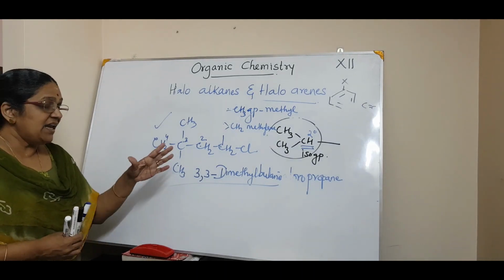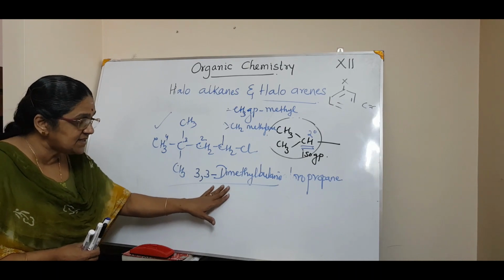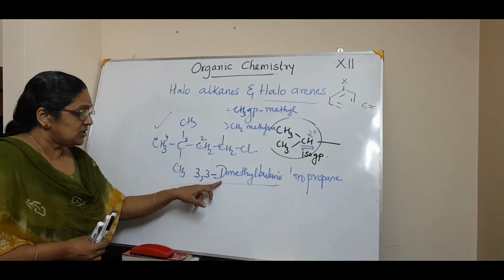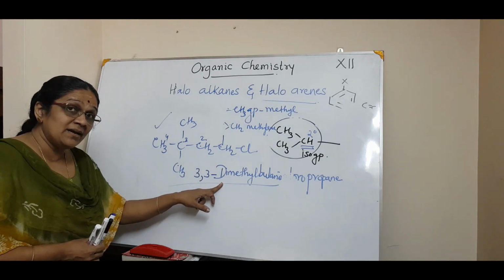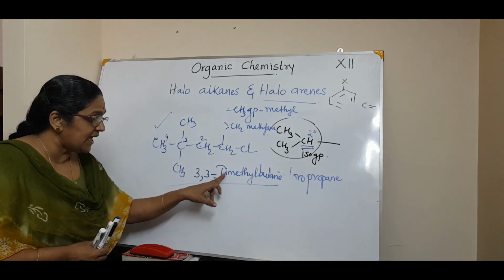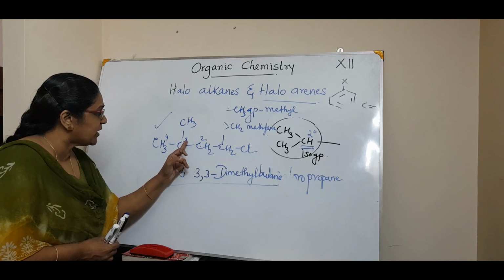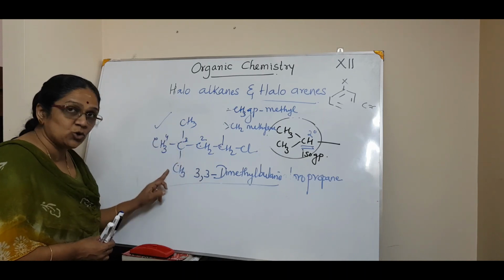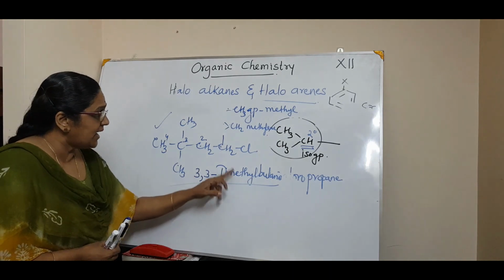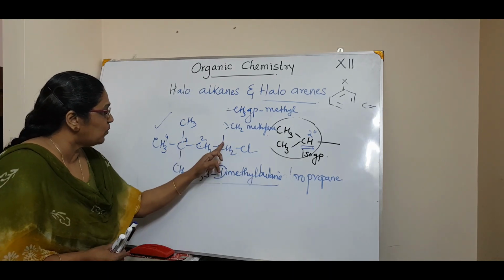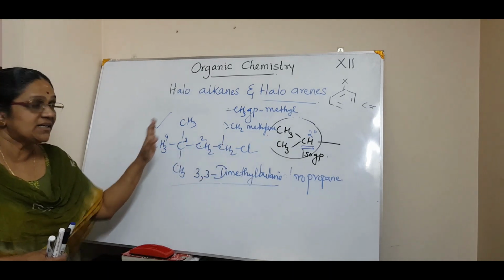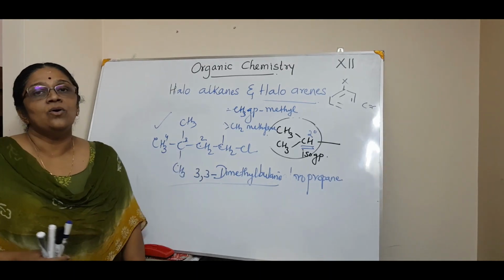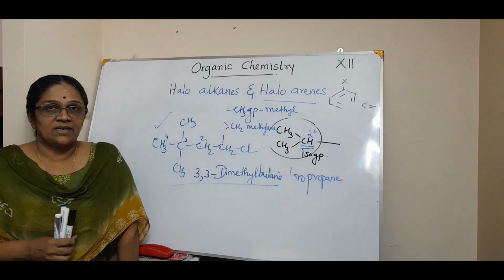If you have any doubt, you just see this and check whether you have written it right or wrong. 3,3-dimethyl, you just number it. Third carbon atom, again third carbon atom, which means there are 2 methyl groups. That's correct. Then dimethyl, then butane, 1, 2, 3, 4. So that is how you cross check this. Okay, so this is how you write the nomenclature.